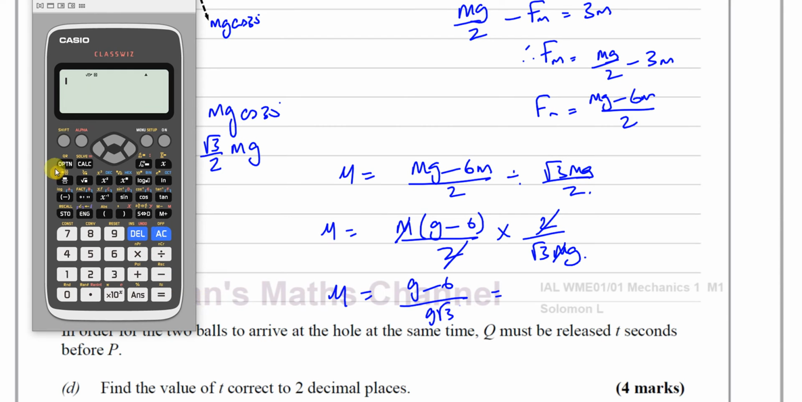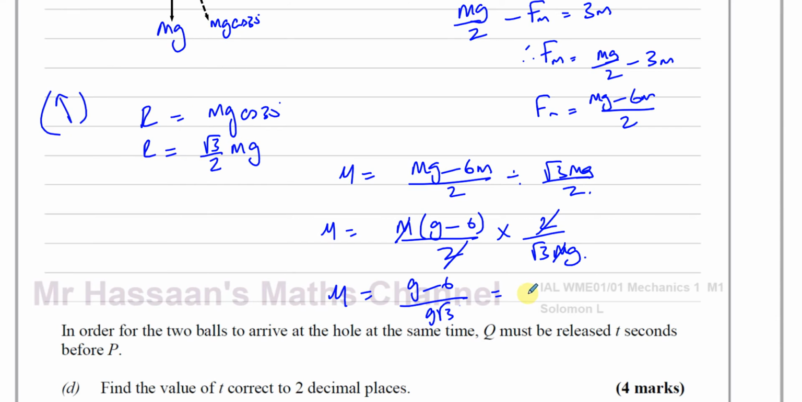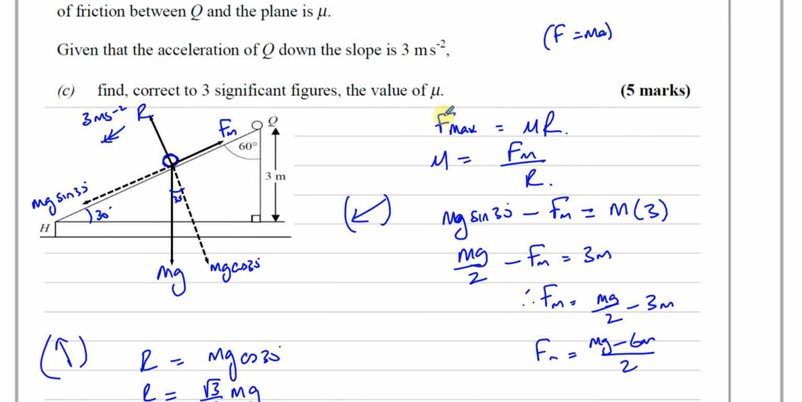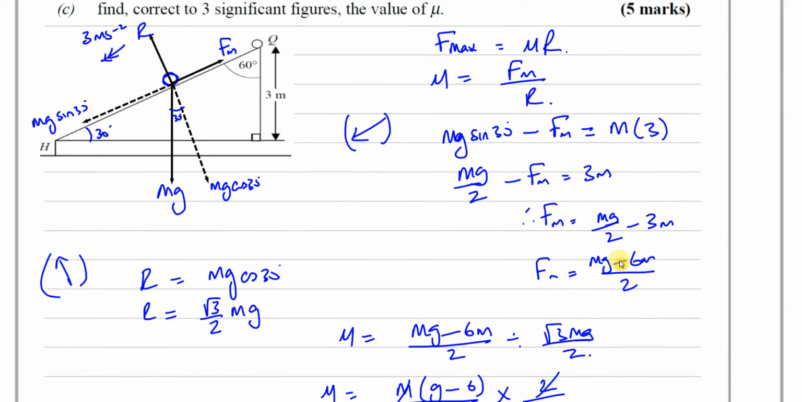Now remember g is 9.8, so I'm going to have 9.8 minus 6 over 9.8 times the square root of 3. And that gives us 0.22387, which to 3 SF is 0.224. So we know mu is equal to 0.224, correct to 3 significant figures. And we had to basically write it to 3 SF. So there's the answer to part C.